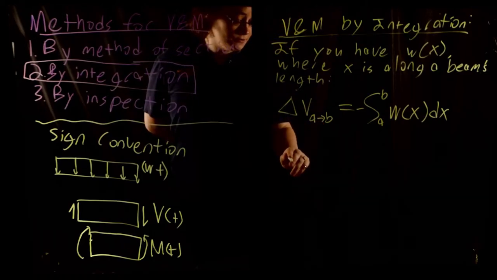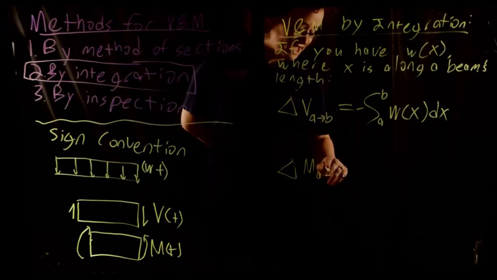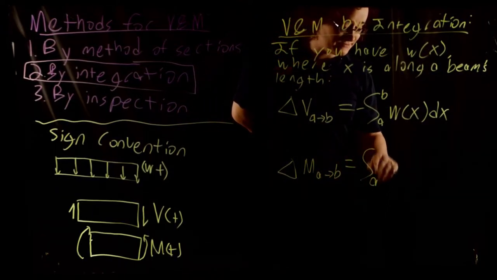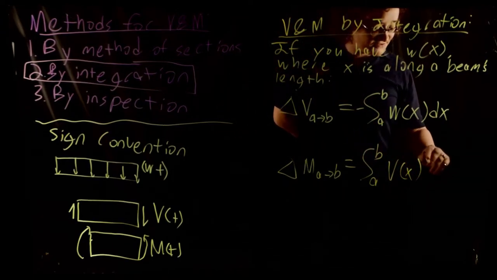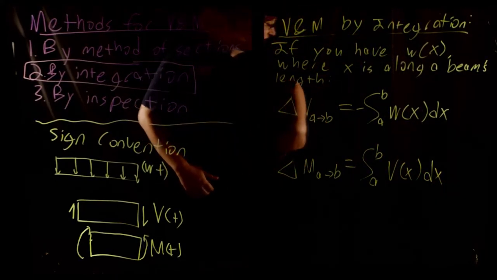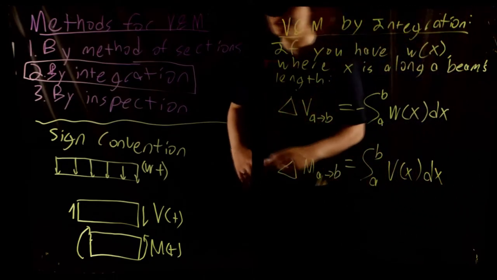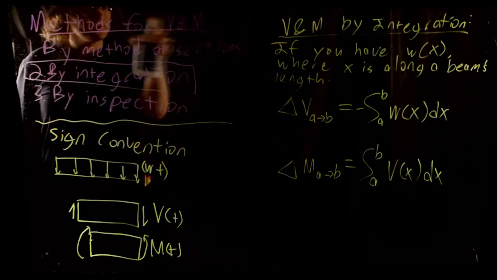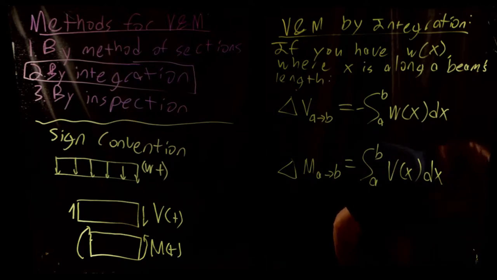And also, the change in moment between points A and B is equal to the integral from A to B of the shear as a function of X integrated over that interval. So let's discuss what this actually represents. And really to get a feel for this, we need to review a few of our calculus concepts. So let's take a look at that.